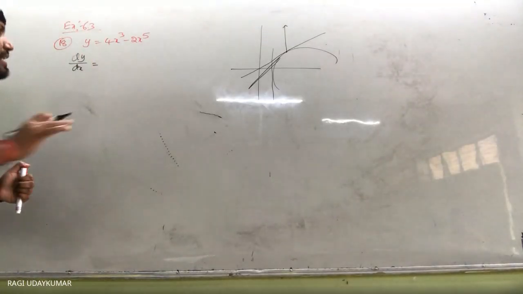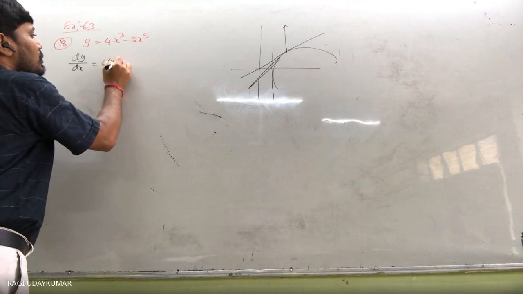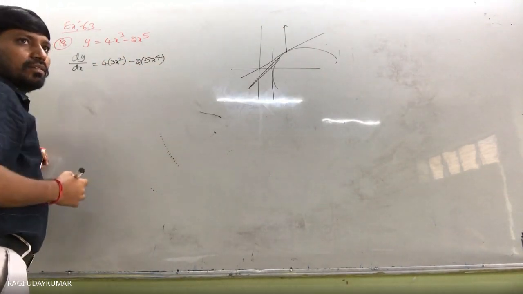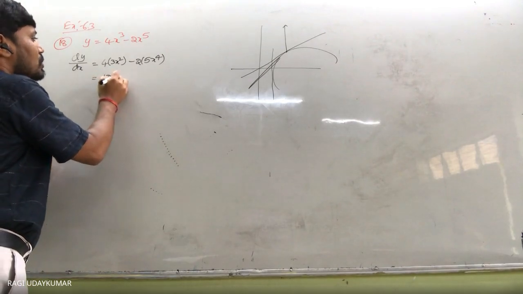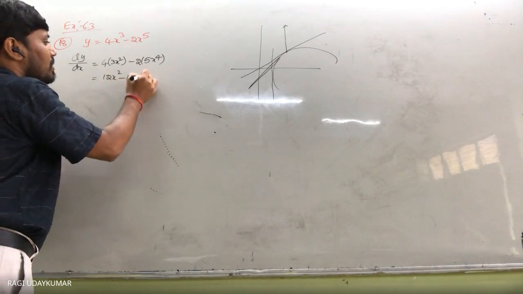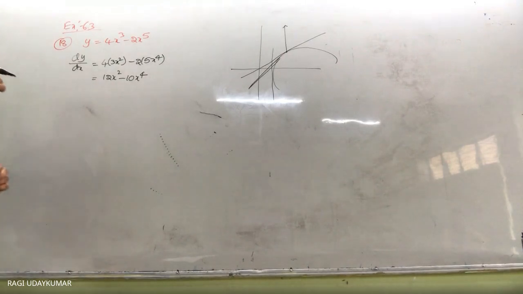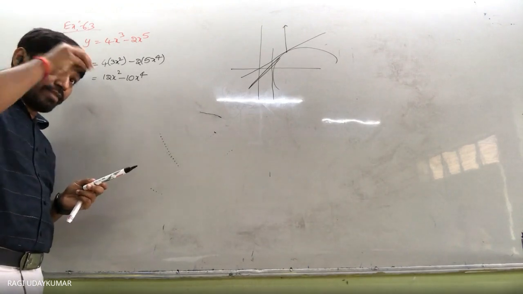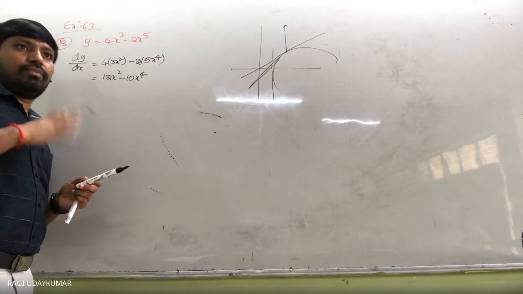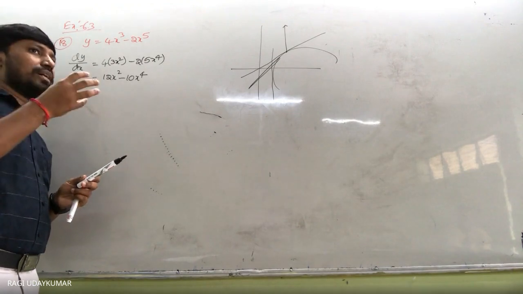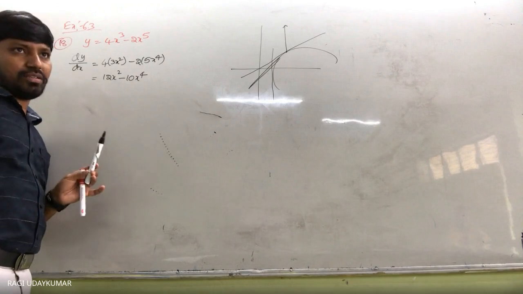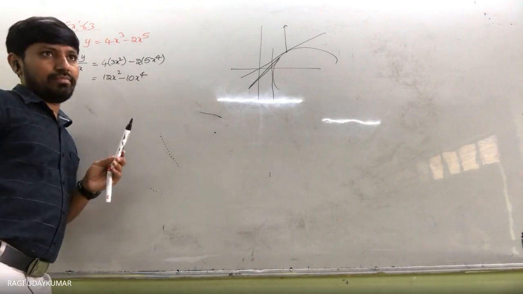So now here, dy by dx is 4 into 3x square minus 2 into 5x power 4, which is 12x square minus 10x power 4. What is this? If you substitute the x value, we don't know the x value, but if we substitute it, we get the slope of the tangent. This is the slope of the tangent, but we don't know the point.